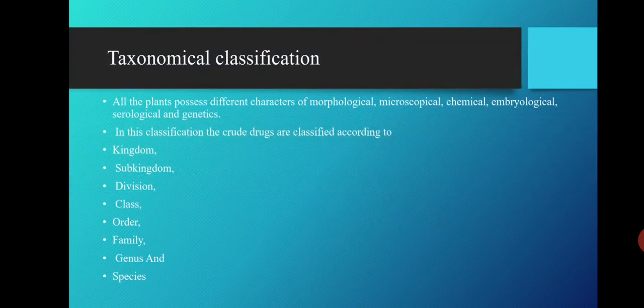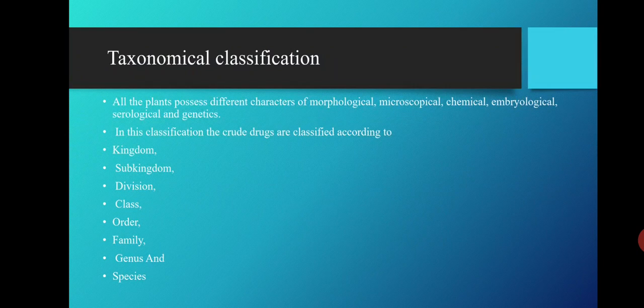Now coming to the next point, that is taxonomical classification. And what is taxonomical classification? All the plants possess different characters: morphological, microscopical, chemical, embryological, serological and genetic. That is, every plant possesses a different structure. In this classification, the crude drugs are classified according to kingdom, subkingdom, division, class, order, family, genus and species. That is, according to the development we are classifying it.